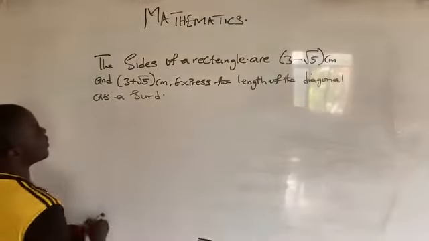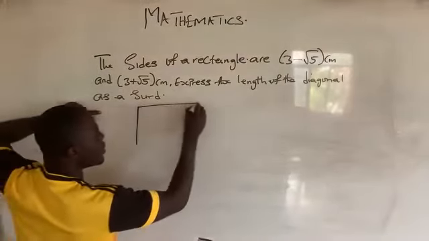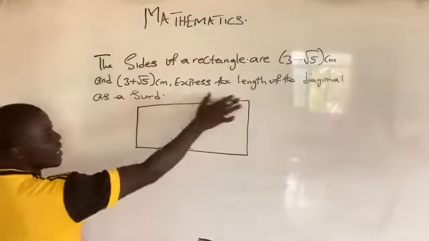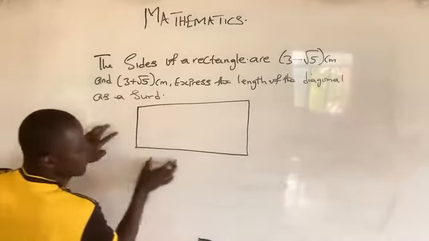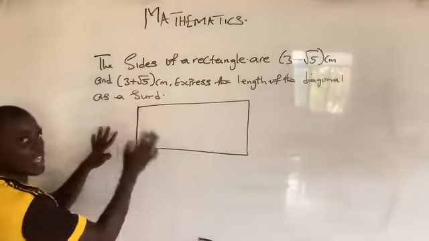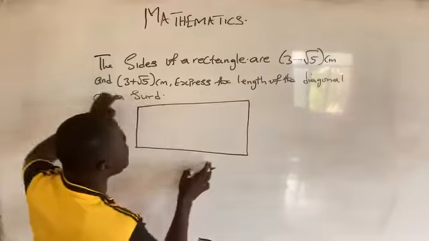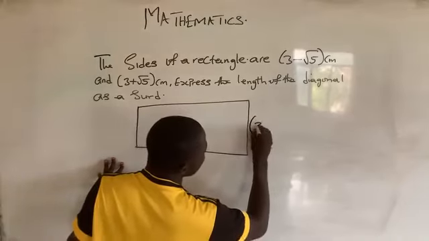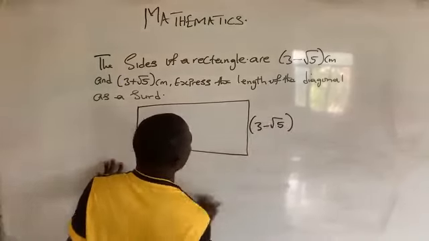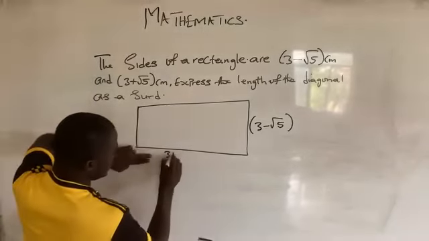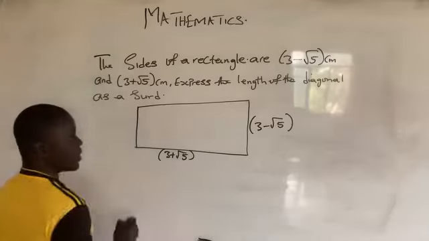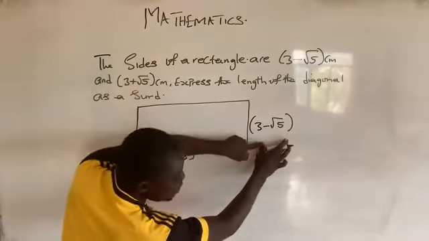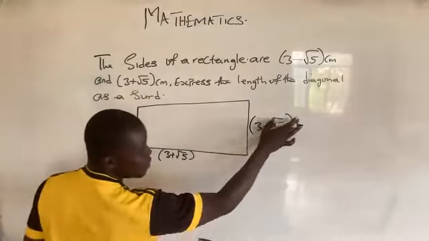Okay, for us to go further, we know that the rectangle is of this form, and these sides are longer than this side. So here is the breadth and here is the length. Let's take the smaller side to be the breadth, which is 3 minus the square root of 5, and the longer side to be the length, which is 3 plus the square root of 5. That means the opposite sides are the same too.